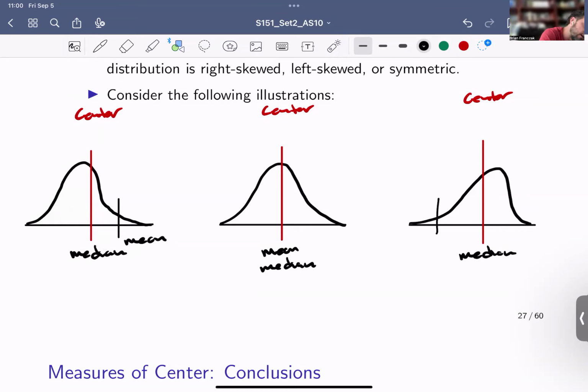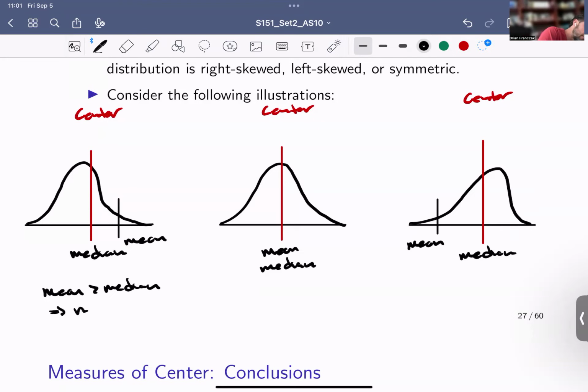In the case of a left skewed distribution, the mean again gets pulled with the skewness. Sorry, I said with the distribution. I meant the mean gets pulled with the skewness. So in the case of a left skew distribution, the mean is going to get pulled towards the lower values, to the negative, to the left. In the case of a right skew distribution, the mean is going to get pulled towards the positive values and to the right.